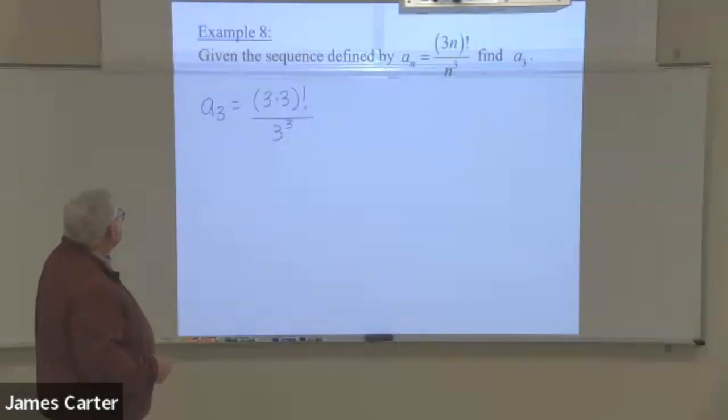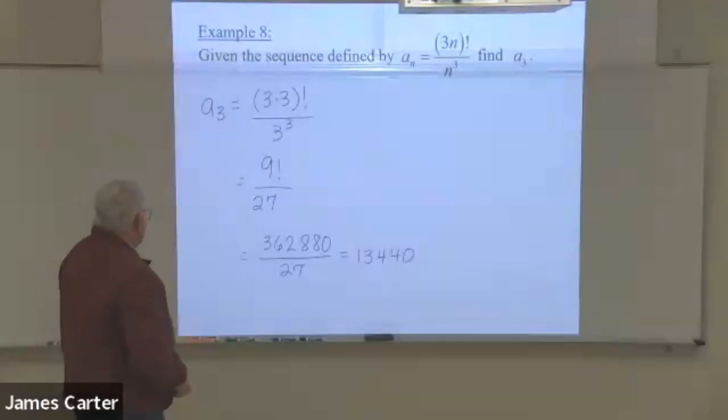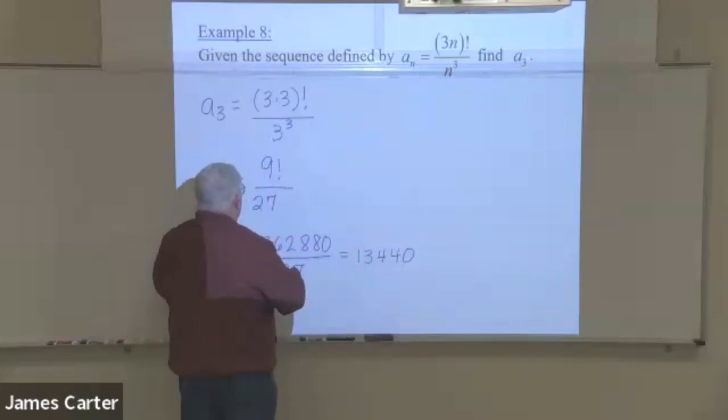Now we need to simplify this a little bit. 3 times 3 is 9. So we've got 9 factorial. 3 times 3 is 27. So we've got 9 factorial over 27. Now, they gave you that number, which simplifies to that. Now, let's try to make this as easy as possible, okay?